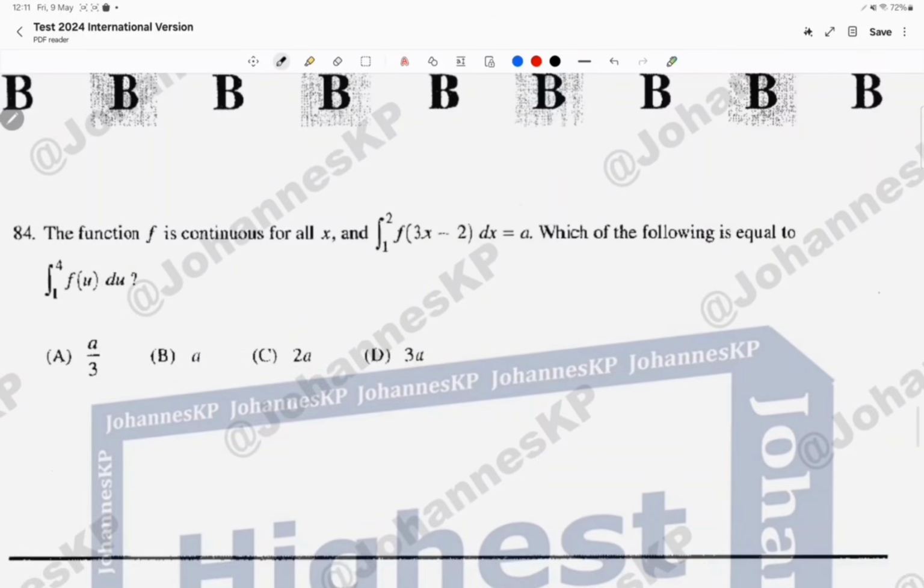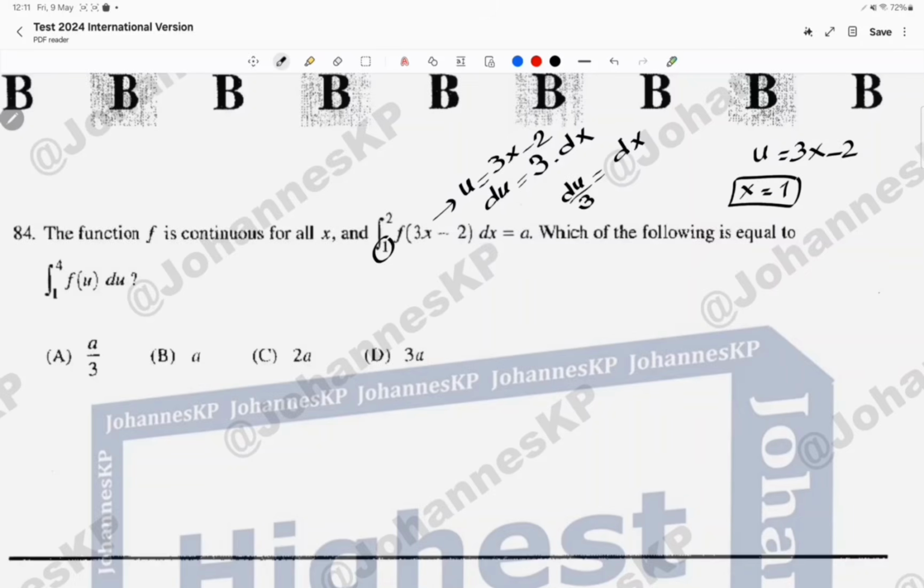84. So here, this is the u term, 3x minus 2. So du is equal to 3 dx, right? Yes. So dx is equal to du over 3. Okay. If u is equal to 3x minus 2, and if x is equal to 1, u is equal to 3 minus 2, which is 1. And if x is equal to 2, u is equal to 4. That's why it's 1 to 4.